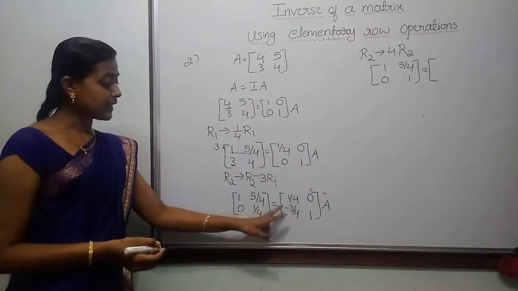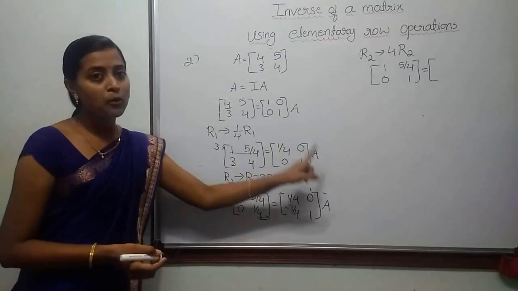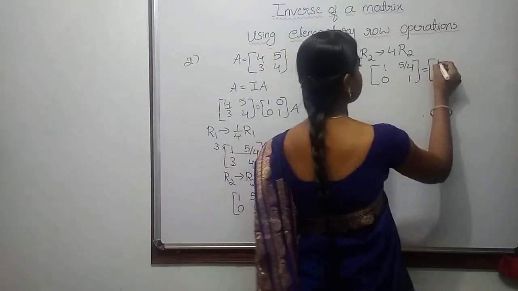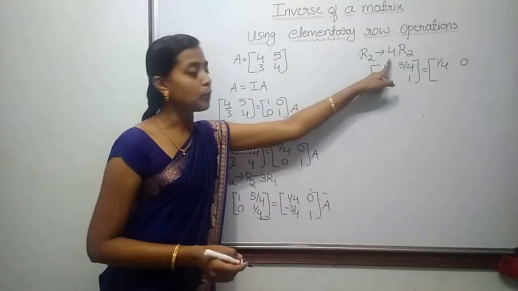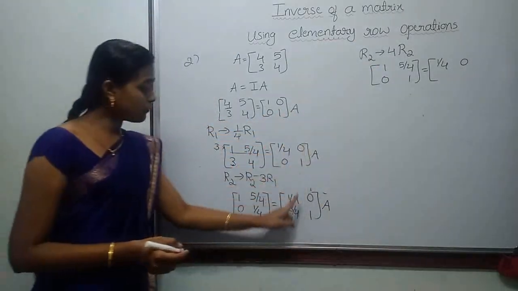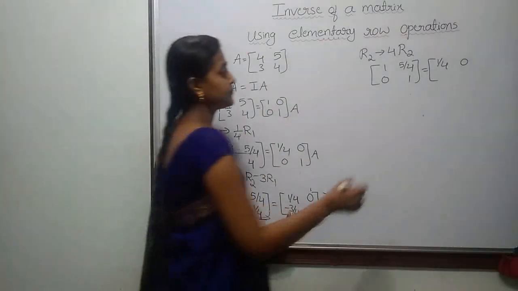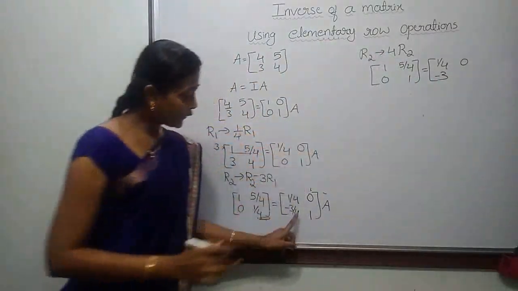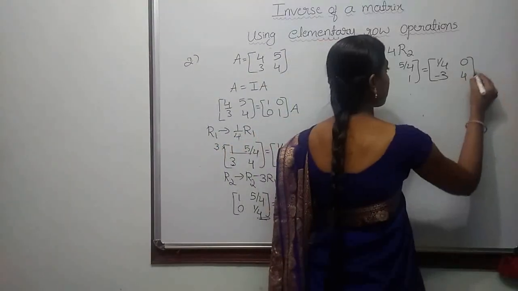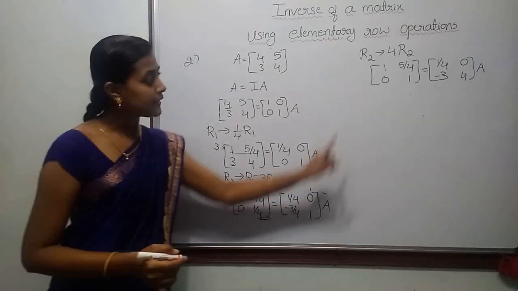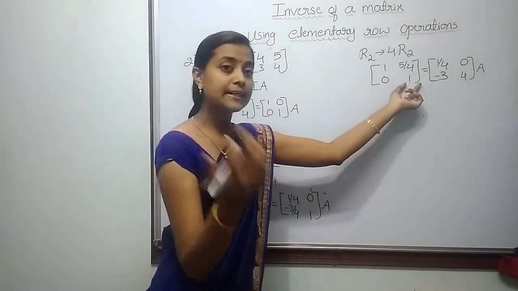Apply the same operations in the RHS. We keep the elements of first row as it is. 1 by 4, 0 as it is in the first row. In the second row, multiply 4 to each of the elements. 4 into minus 3 by 4, 4 get cancelled. We get minus 3. 4 into 1, 4 into 1 is 4. I'll write 4 here. Matrix A as it is. We have reduced this element to 1. We have completed third step.